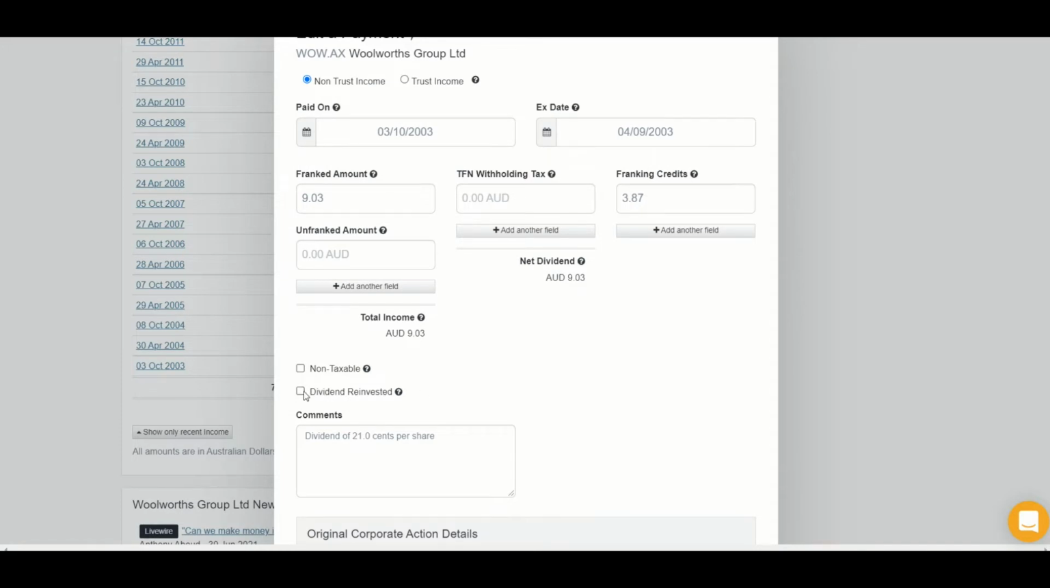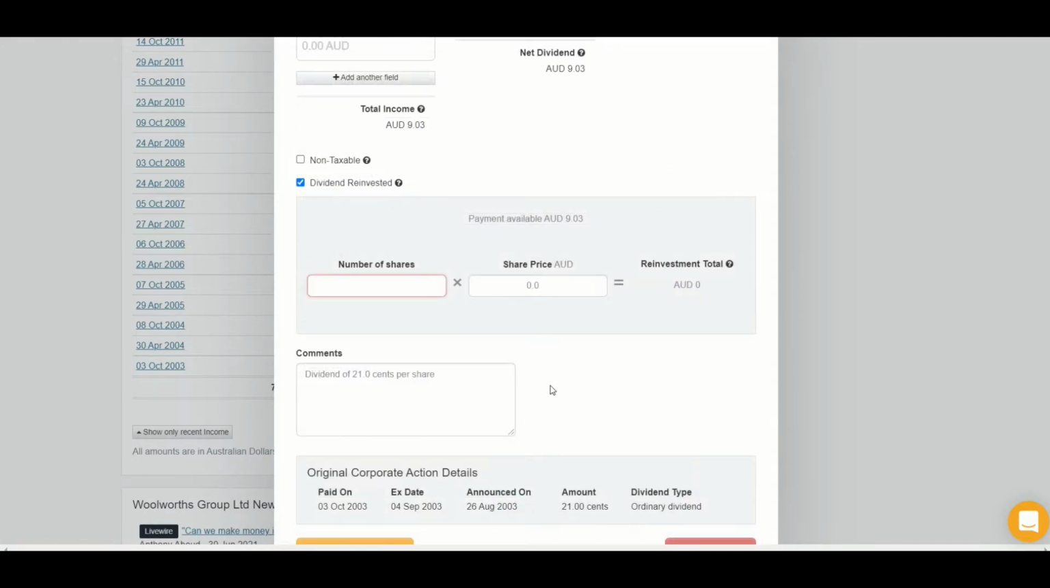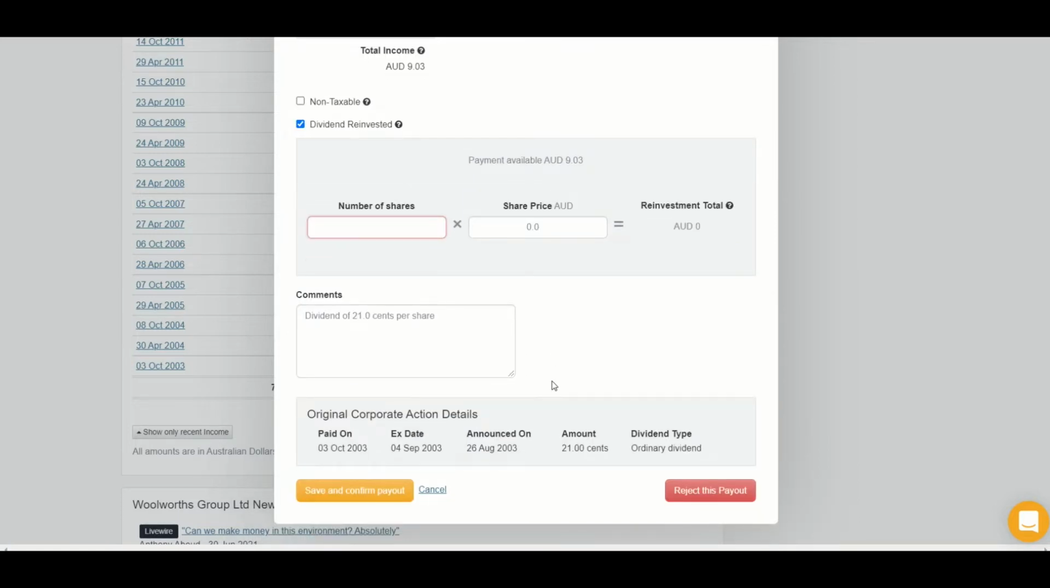So make sure you are keeping track every time you are paid a dividend while in a DRP of the number of shares you were issued and the price you paid for them, and store them somewhere safe. This can require a lot of discipline, especially if you plan to be in a DRP for many years.